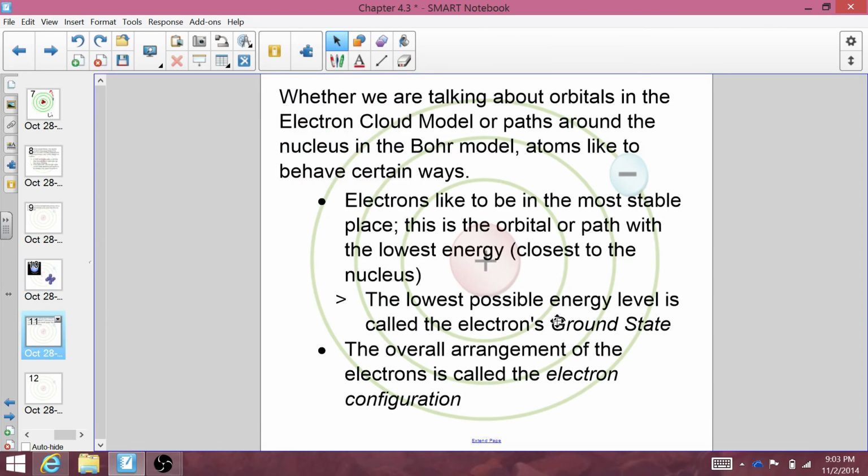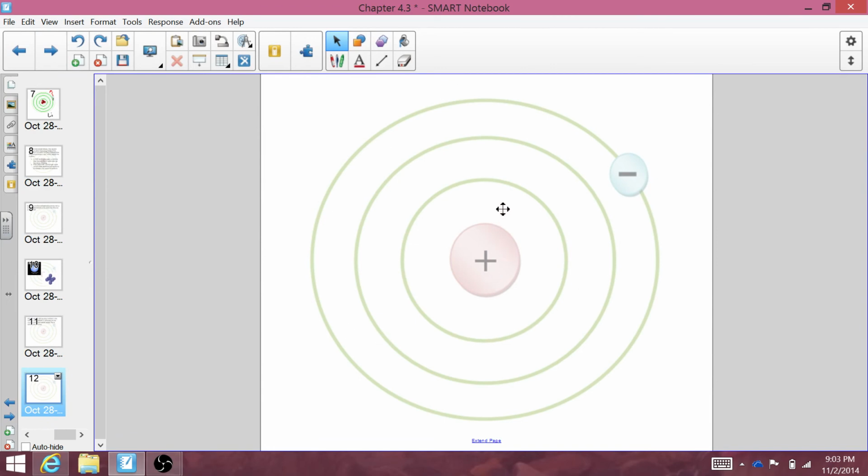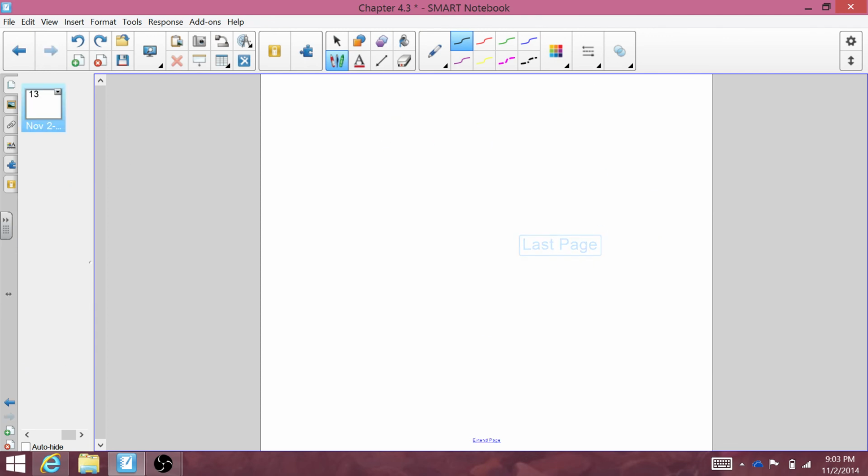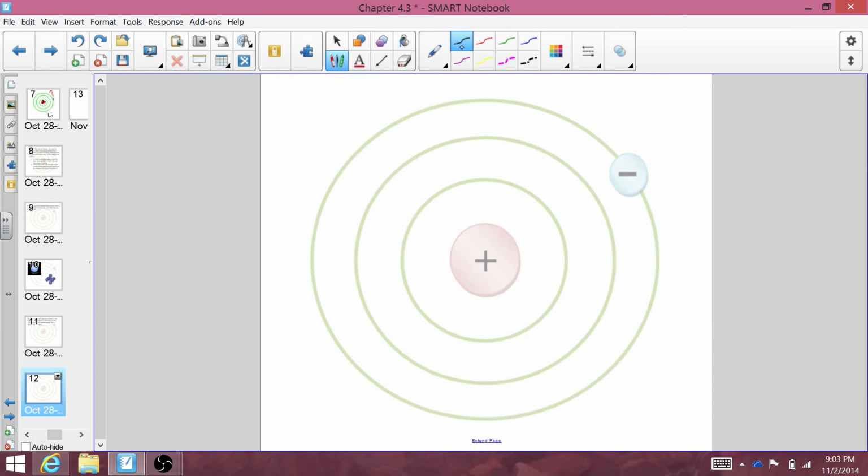And we call this lowest possible energy level the ground state. And that's pretty easy to see in our picture here. The ground state in the Bohr model is what is obviously the closest path to the nucleus. So in this case, the ground state would be on this path right here. This is the one with the lowest energy. It is closest to the nucleus. This is the ground state.